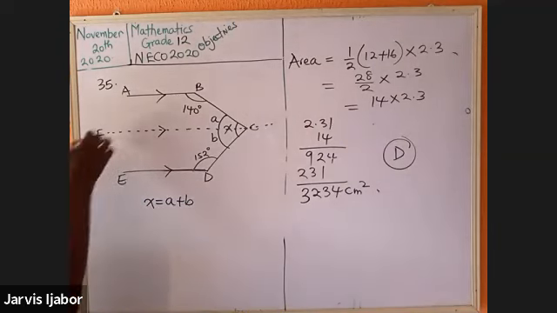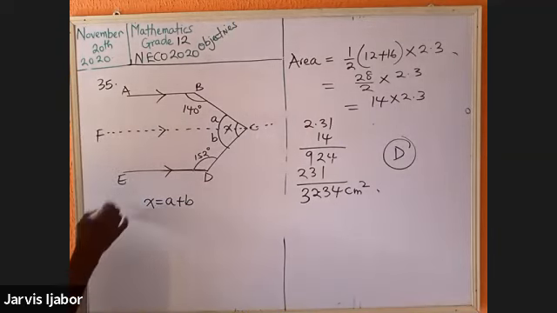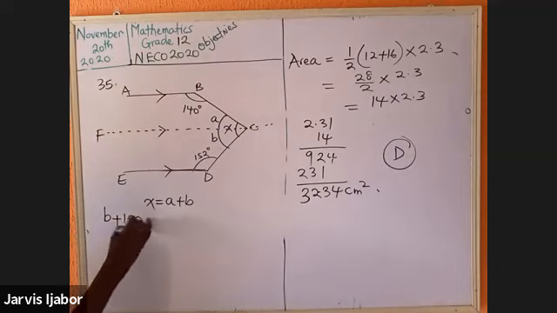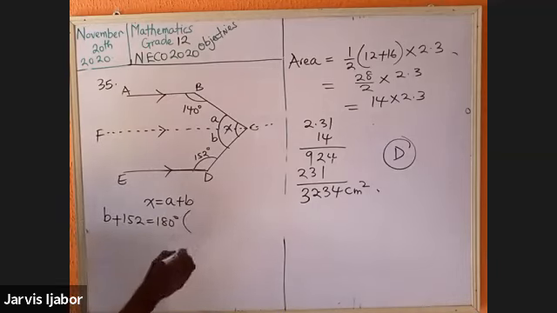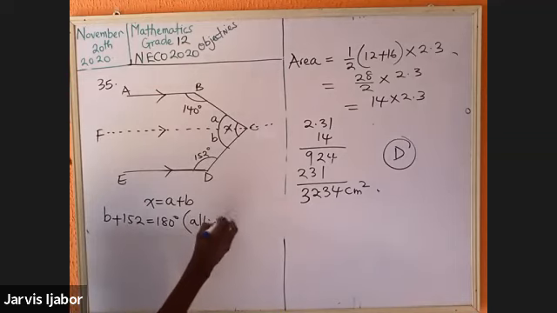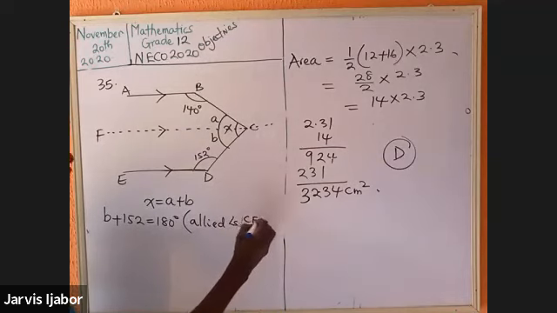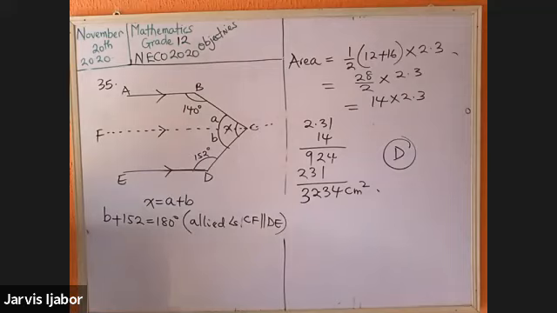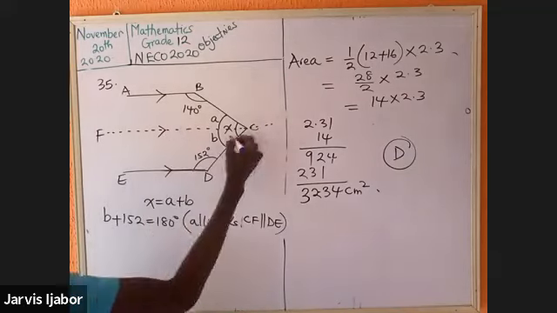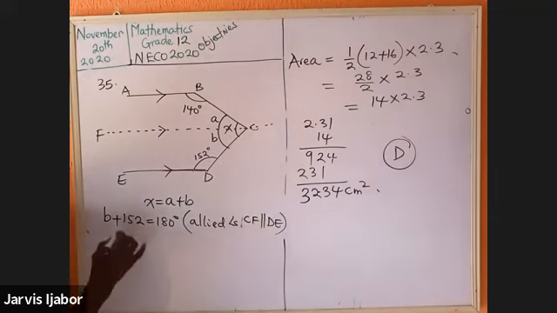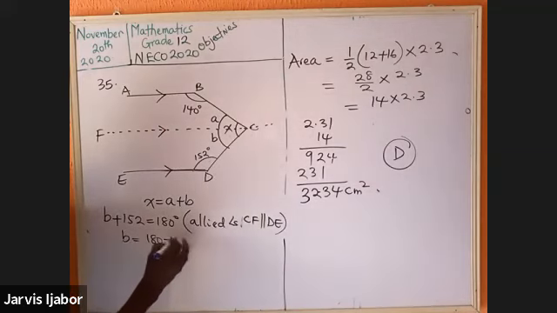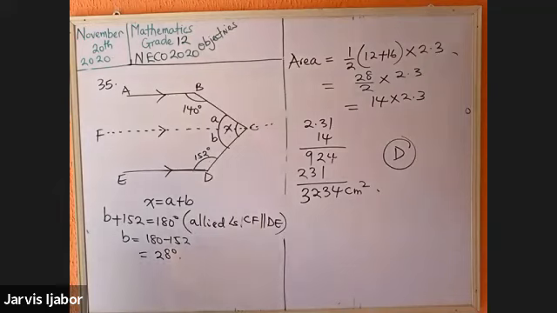Let's call here F. So from the diagram, B plus 152 is equal to 180 degrees. We call them allied angles. CF is parallel to DE. If this line is parallel to this line, these two angles will sum up to 180 degrees. So B will be equal to 180 minus 152, and that will give me 28 degrees.